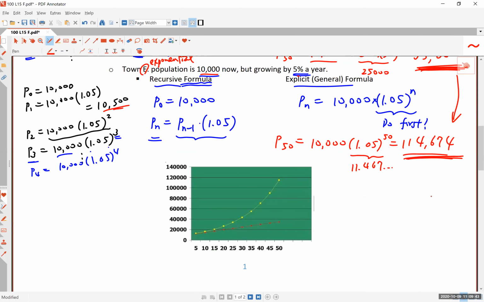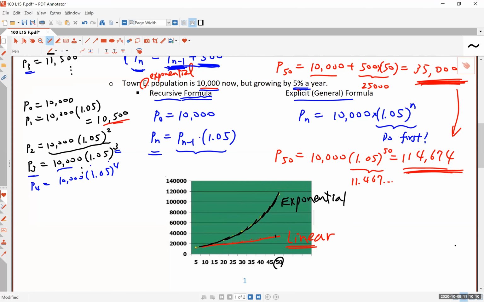All right, I don't know if you can see this, but in red, we have the linear growth. That's a straight line, okay? And in fact, that's where the word linear comes from. You see the word line right there, right? And this is yellow. It's hard to see maybe on your screen, but this is your exponential growth. And this is showing you the population of town E. You see that about 50 years, the difference is between 35,000 and 114,000. And you can see the clear difference between those two. And it is very important for you to distinguish linear and exponential growth.